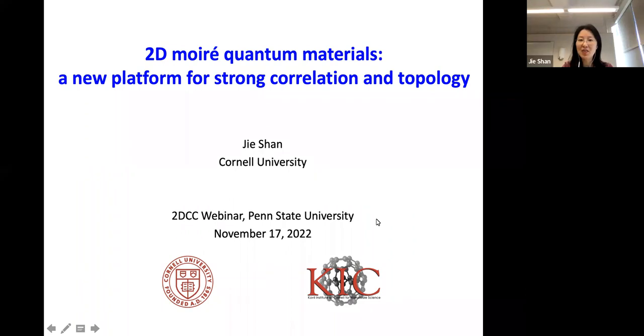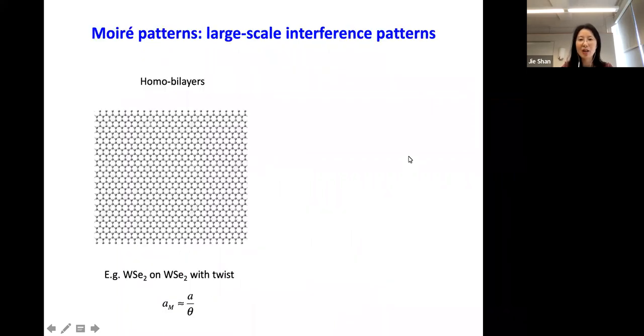Thank you very much, Carmen. So I'm going to talk about 2D moire quantum materials today, a little bit from a physicist's point of view as a platform for strong correlation, and of course also topology, but I probably wouldn't have a chance to get into the topic of topology.